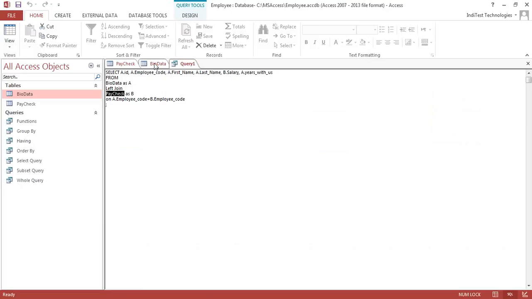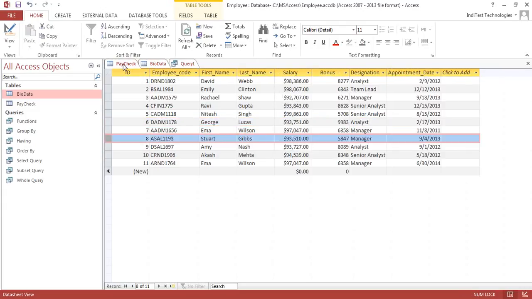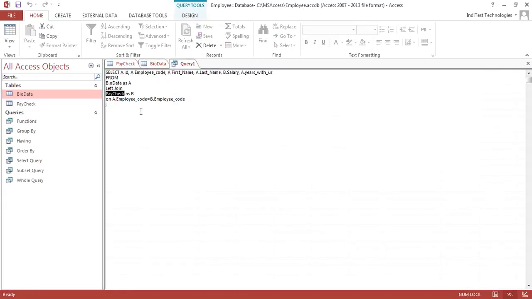Now let us identify what are the rows which are unique only to the left table. That is, what are the rows which are only in biodata but not in paycheck. And as we know, it is the 6th row, the 8th row, and the 10th row. The employee codes for these three rows are present only in biodata, and none of them really exist in the paycheck data set over here. So when I'm going to run this query, not only would I get the common rows between the two data sets, but I will also get all the rows from the biodata data set which are specific to the biodata data set only. So let's try running this.